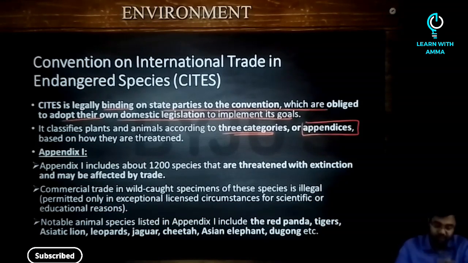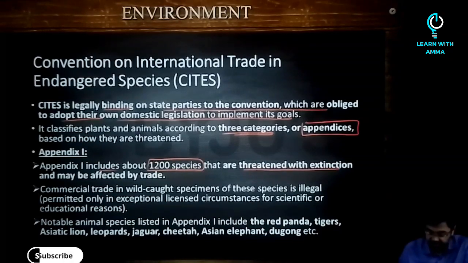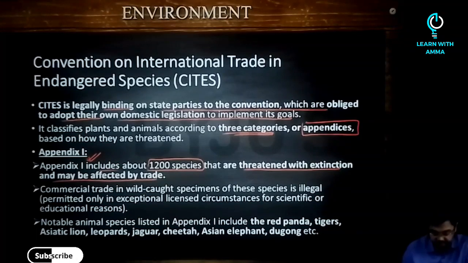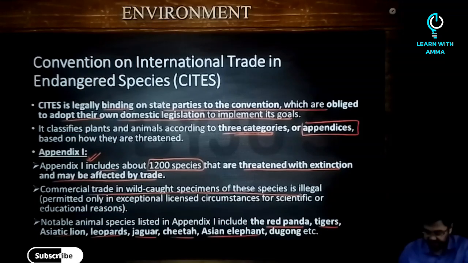So when it comes to Appendix 1, Appendix 1 includes about 1200 species that are threatened with the extinction or may have been affected by the trade. The next significant aspect of Appendix 1 is that commercial trade in wild caught specimens of these species is illegal. Some of the important Appendix 1 animals are red panda, tigers, Asiatic lion, leopards, jaguar, cheetah, Asian elephant, and dugong. So all these are important Appendix 1 animals under CITES.